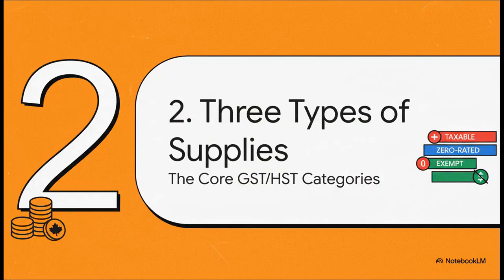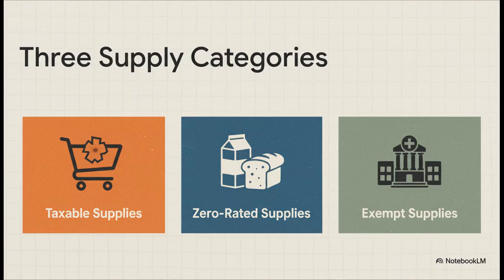Okay, so now that we've got that foundation laid, we can get to the real heart of today's lecture. Section 2, the 3 types of supplies. Every single transaction for goods or services in Canada, everything from buying a cup of coffee to selling an office tower, has to fit into one of these 3 boxes. And here they are: taxable, zero-rated, and exempt.